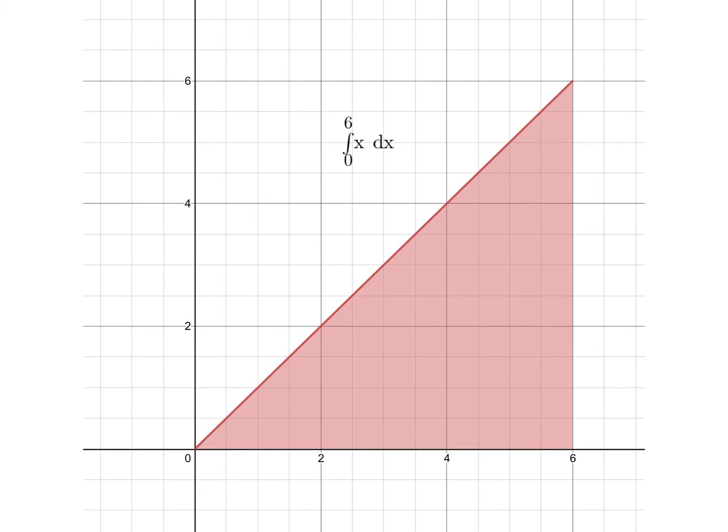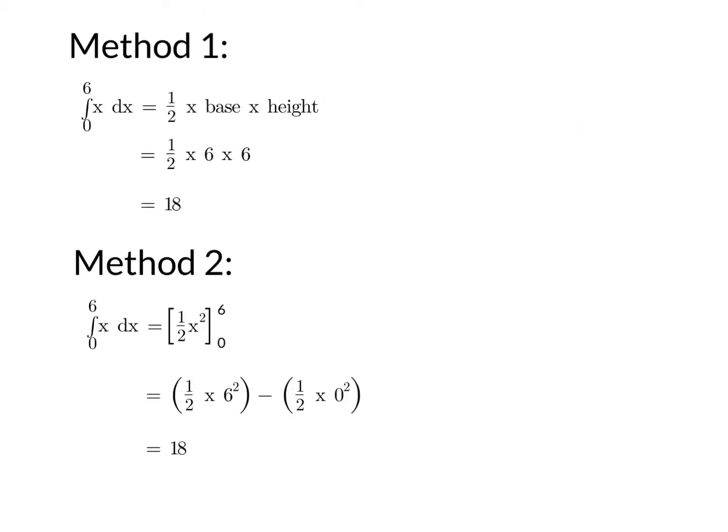So remember, we're going to look at our two methods. Our first method is, we're just going to find the area of the shape that's formed. So it was a triangle, and the area of a triangle is half times the base times the height. The base was 6, the height was 6. So when you substitute that in, you get 18 as the integral from 0 to 6 of x.